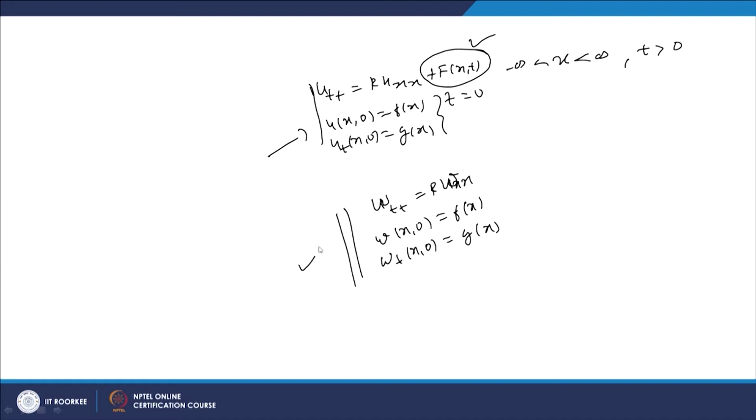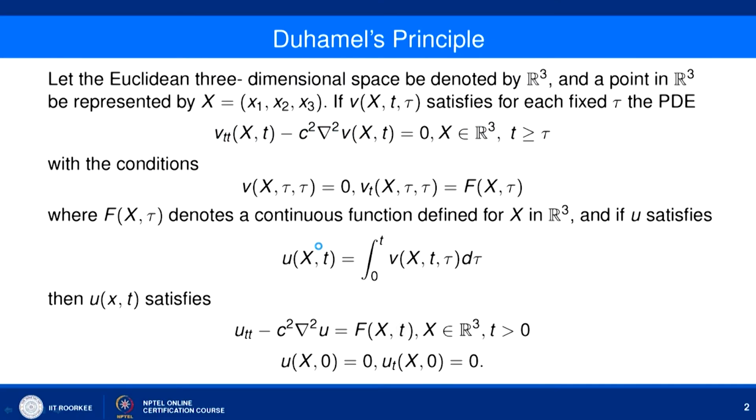So let us proceed. Let the Euclidean 3-dimensional space be denoted by R3. Here we have just started with R3; you can work in R2 or R, the same concept will work. A point in R3 is represented by capital X equal to (x1, x2, x3), and if v(x, t, tau) satisfies, for each fixed tau, the PDE v_tt minus c square del square v equal to 0, x belongs to R3 and t is greater than or equal to tau, with the condition that v(x, tau, tau) equal to 0 and v_t(x, tau, tau) is equal to f of x, tau.